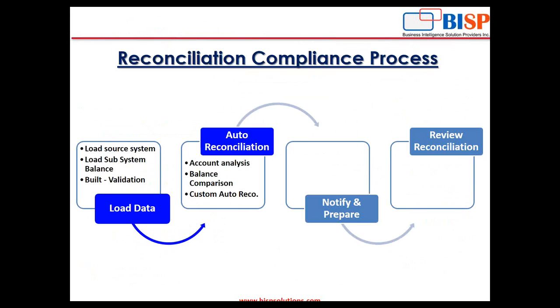I can customize an auto reconciliation criteria, as in any amount, any date, any variance percentage. Let's say the variance of an account from month over month is not more than 10%, it is going to automatically reconcile. So this is a custom auto reconciliation criteria that I have put up. And I have got account analysis and balance comparison also.